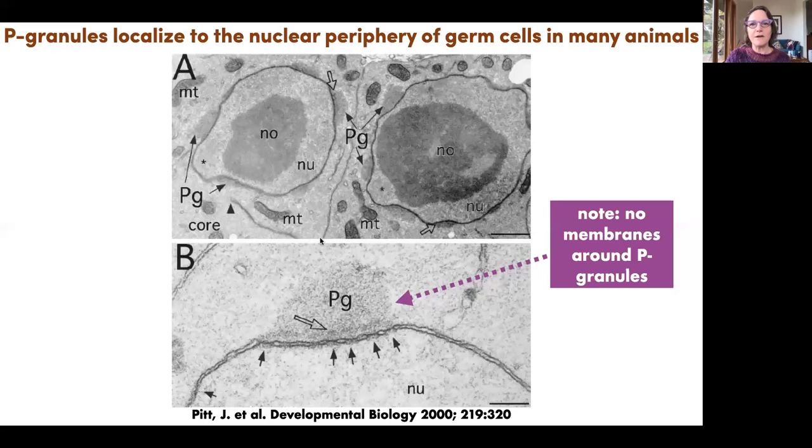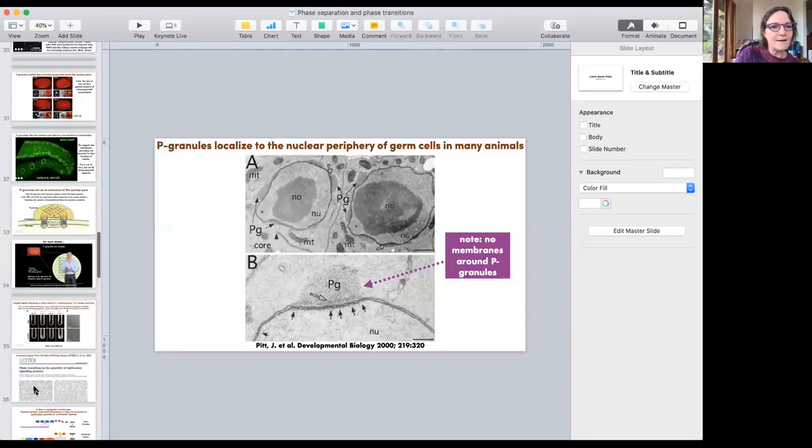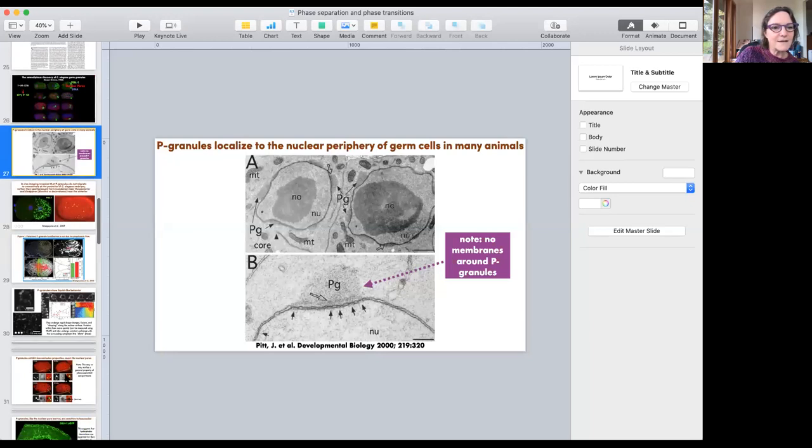So this is an electron micrograph to just illustrate that. The PG here is P granule, and these are nuclei. You can see the membrane around the nuclei. You can see the nucleolus, which does not have a membrane around it. And you can see that the P granules are glommed onto the surface of the nucleus, and they're actually associated with nuclear pores, which was the next point I was going to show you. And they don't have membranes around them, so they're membraneless organelles. Okay, I'll put the slides in a more appropriate order when I have a chance.